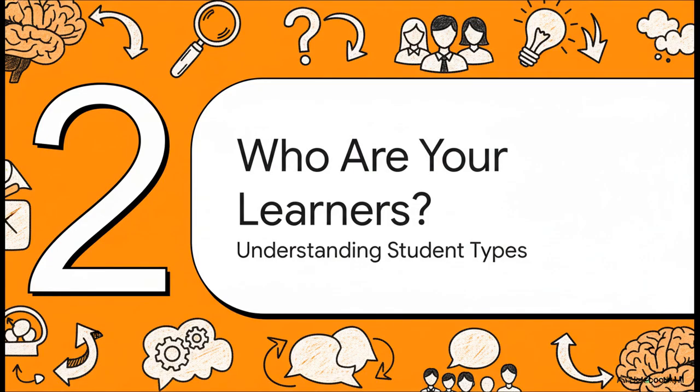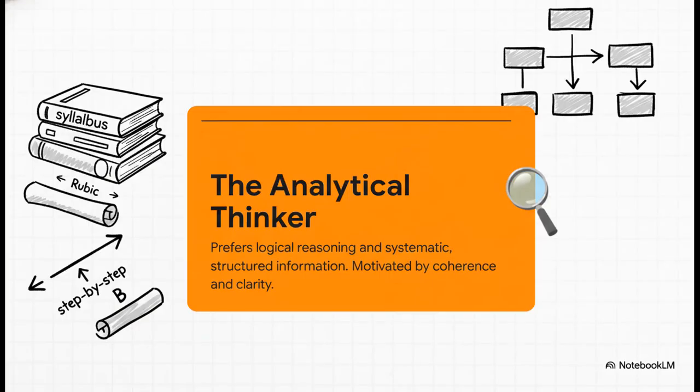So we've kind of mapped the environment. Now let's zoom in on the people inside it. The source material gives us some really powerful archetypes to help us understand the different thinking styles you'll find in any group. So who are they, really? First up, the analytical thinker. You know this student. They thrive on order, on logic. They want the syllabus, the rubric, the step-by-step instructions. For them, learning is about consistency and a clear, straight path from point A to point B.